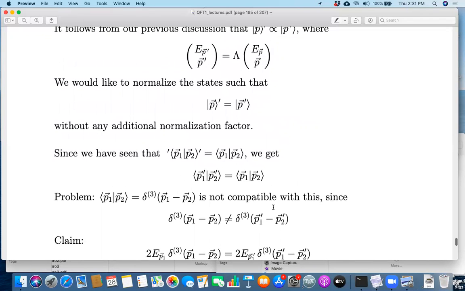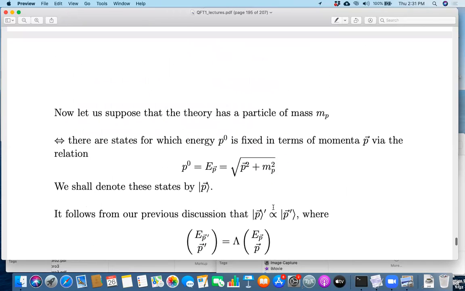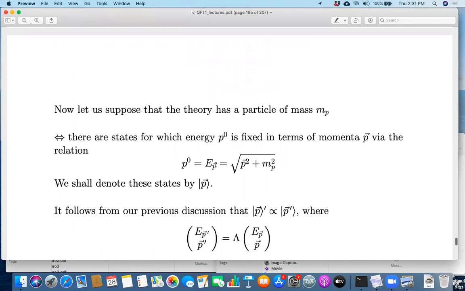Yeah, see the problem is that for single particle states, the fourth component of the momentum, the P0, is already determined. So suppose you use delta⁴(P1 minus P2). Then you will get a factor of delta of P0 minus P0 prime.